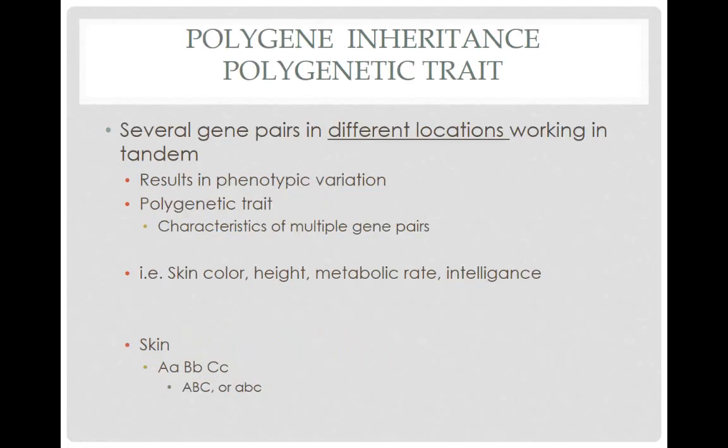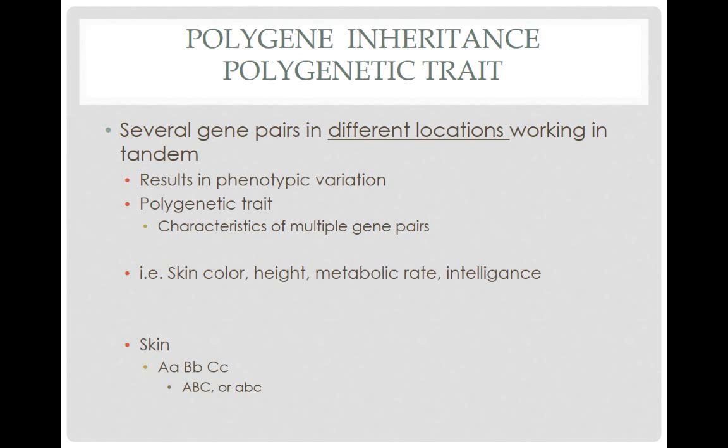Okay, last couple things here. We have polygene inheritance, or the polygenetic trait. There are several gene pairs in different locations working in tandem, so they're not on the same locus, the same location. These are in different locations, or loci, on the chromosomes, and they eventually result in a different phenotypic variation, or how they are expressed differently. And so this is polygenetic trait.